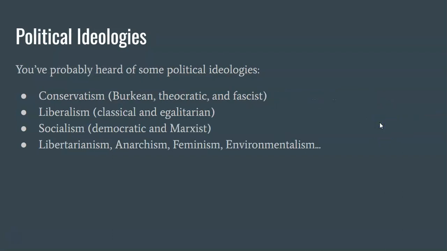And so you've probably heard of a lot of political ideologies. You've probably heard of conservatism. And again, there's many varieties within each. There's Burkean conservatism, there's more theocratic conservatism, and there's even fascism, which is more reactionary conservatism. You have liberalism in several flavors, including classical liberalism and egalitarian liberalism. You have socialism, but even within socialism, you have varieties. You have democratic socialism, and you have Marxism, which is kind of scientific socialism. And then you have other kinds of ideologies, libertarianism, anarchism, feminism, environmentalism, all of which have their different branches and offshoots, and all of which ultimately are, in some sense, built on a variety of political theories.